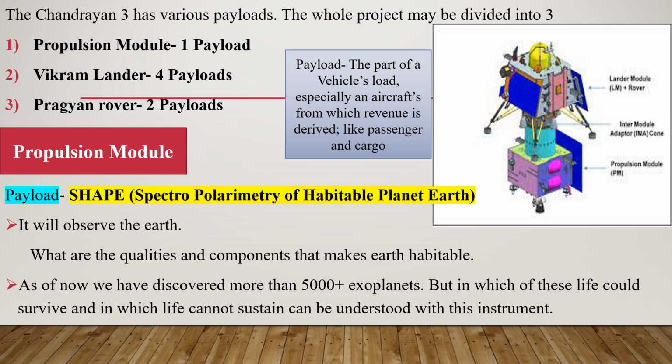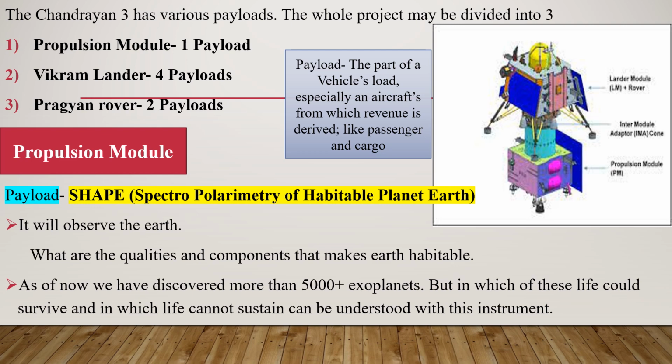These are known as the payload. Chandrayaan-3 has 7 payloads, and this whole project may be divided into 3 parts: the propulsion module, the Vikram lander, and the Pragyan rover. Out of these, the propulsion module has 1 payload, the Vikram lander has 4 payloads, and the Pragyan rover has 2 payloads. So let's see one by one the functions of these payloads.